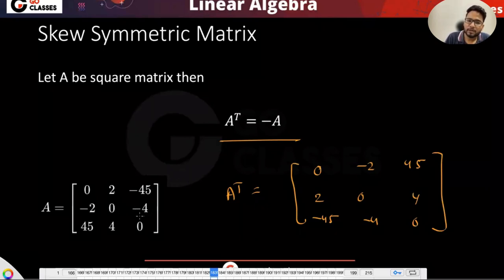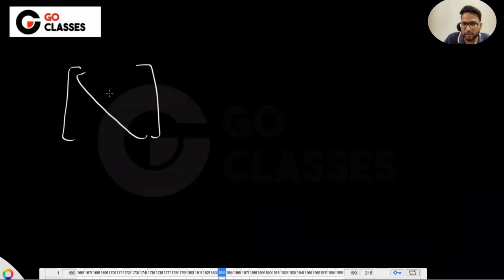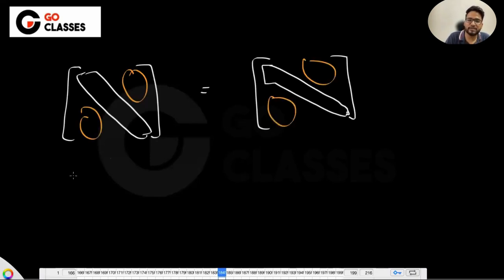Now tell me, when we take the transpose, do the diagonal elements move anywhere? No, right? They remain the same. So basically, if there is any matrix and I take its transpose, the diagonal elements are not changing. Whatever changes here and there, the diagonal elements are the same. These elements come here and these elements go there, that's okay, but the diagonal elements remain the same.